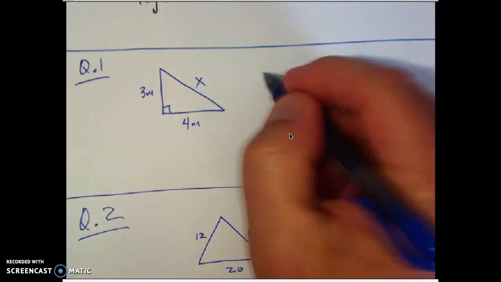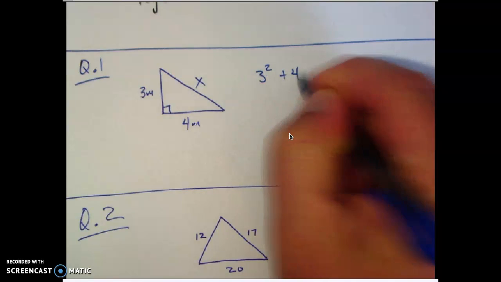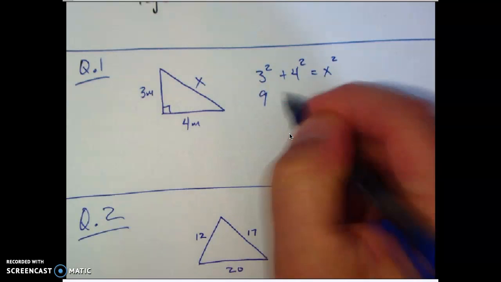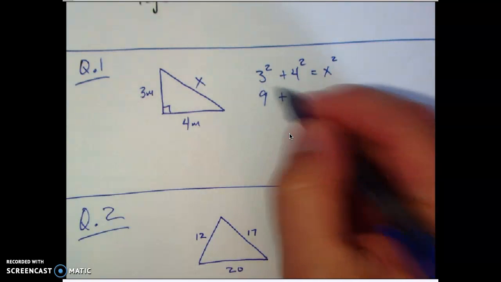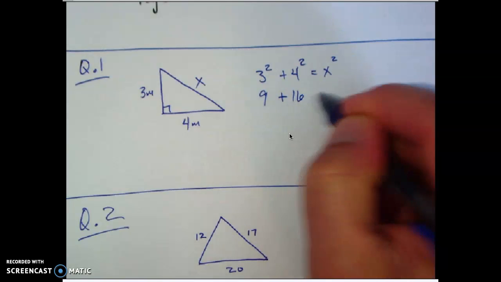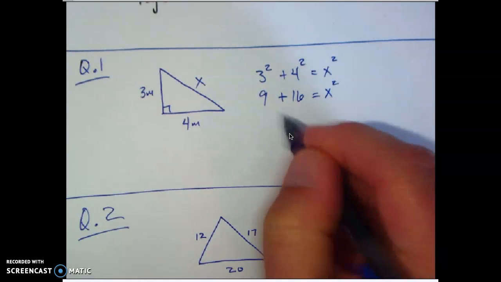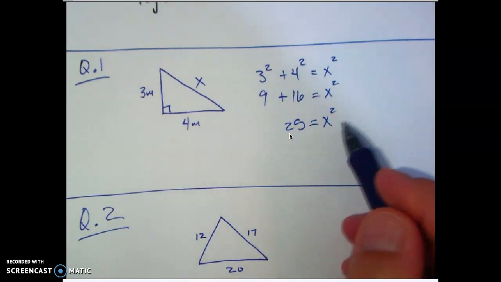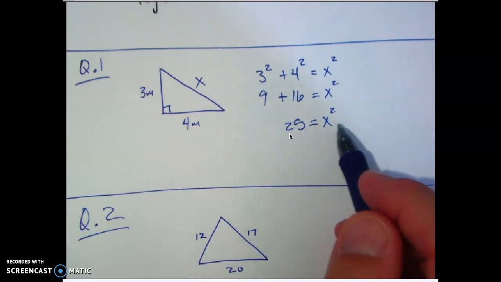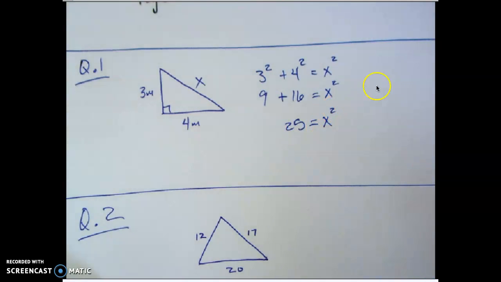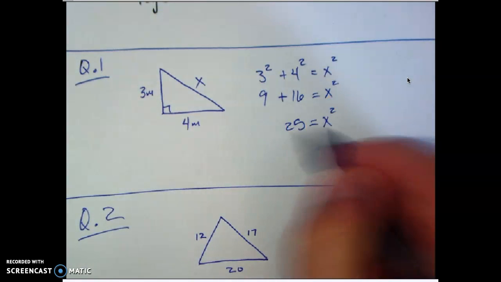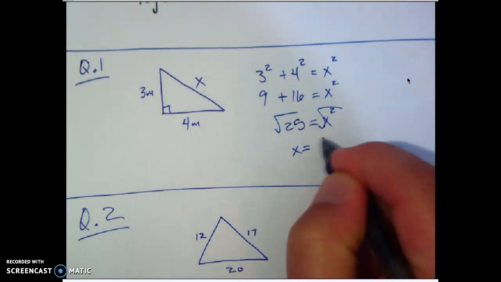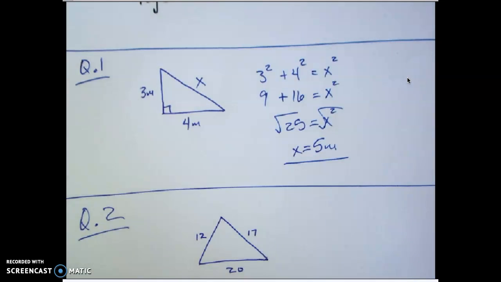So when we're setting this up, we're going to go 3 squared plus 4 squared is equal to x squared. Now in solving this, I square these first, so 3 times 3 is 9, 4 times 4 is 16. That's equal to x squared. I can add those together. Now, x squared, that's x times x, or what number times itself is equal to 25. So I'm going to take the square root of both sides. We find that x is equal to 5 meters.